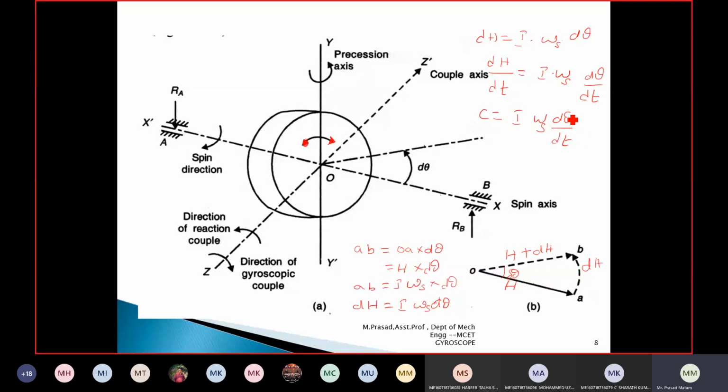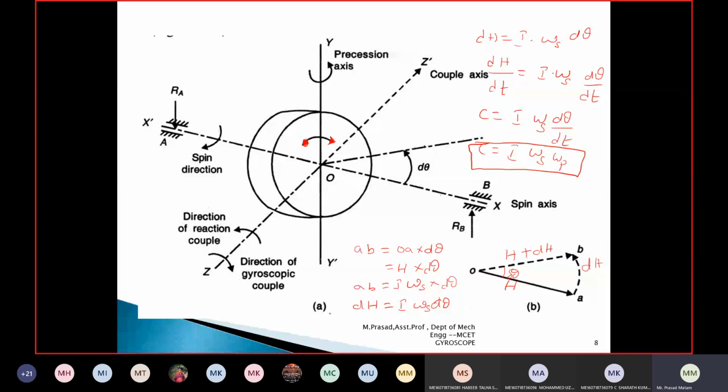It is the change in angle with respect to time that is taking place towards the y-axis. I can write the couple equation: C is equal to I into omega s into d theta by dt, and the term d theta by dt is called the precession velocity. This is the expression for the gyroscopic couple. Now let us see what is C, what is I, what is omega s and omega p.